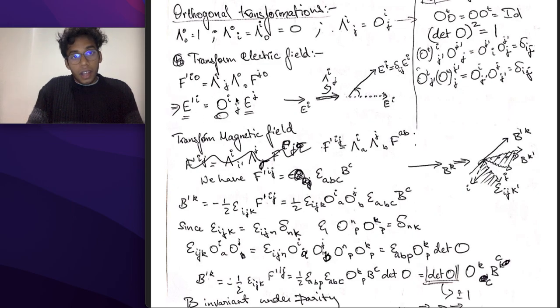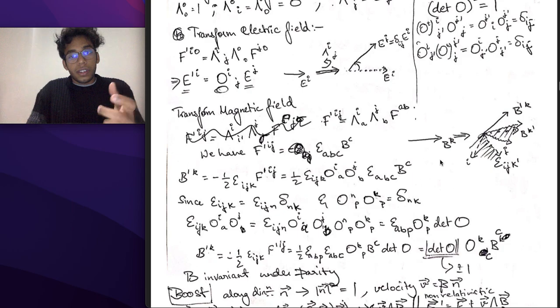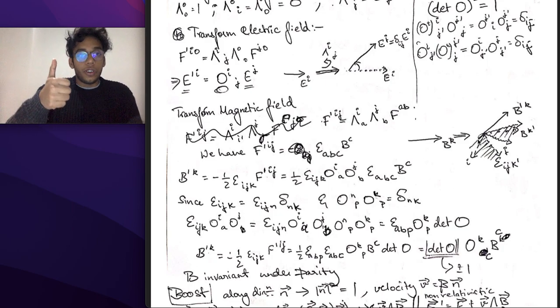E_i is a vector that is called a polar vector because it only depends on your O_ij, the angle by which you're transforming it. However, if you go back to the definition of the magnetic vector, the vector corresponding to the magnetic field is not on the plane in which the magnetic field is acting. It is perpendicular to the plane, right?